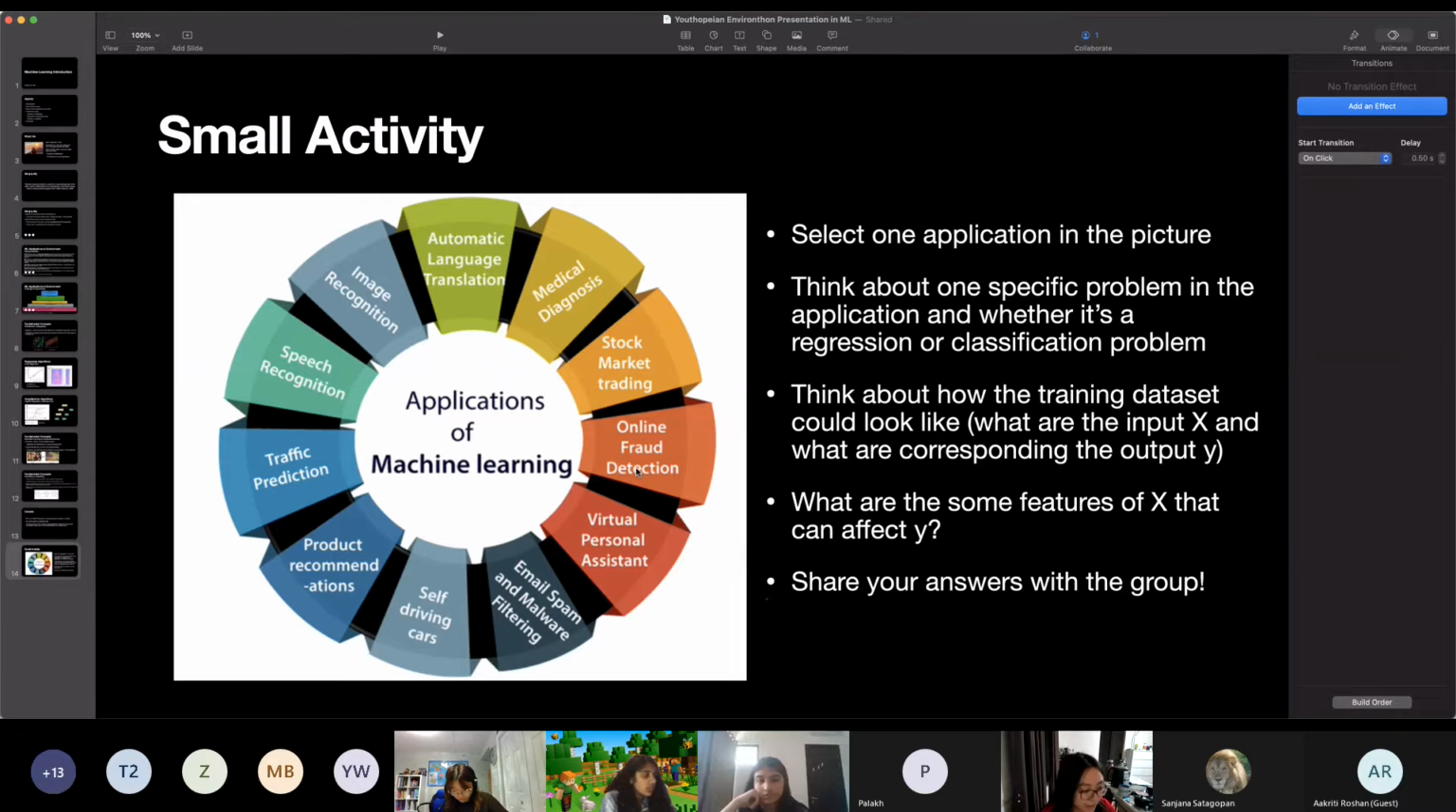Yeah, so what I can think of is the sender of the email and the content of the email. I think these two are the major ones.